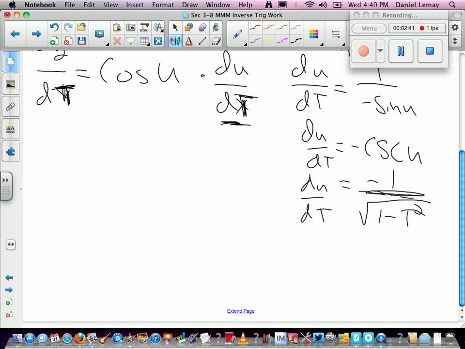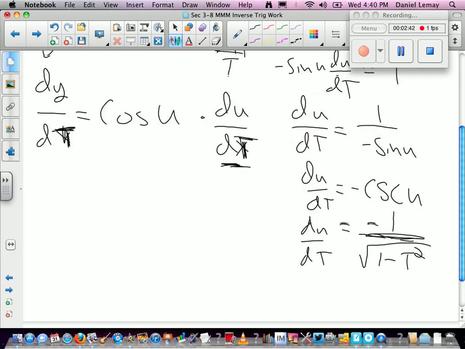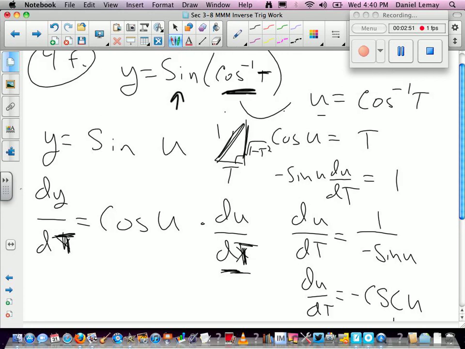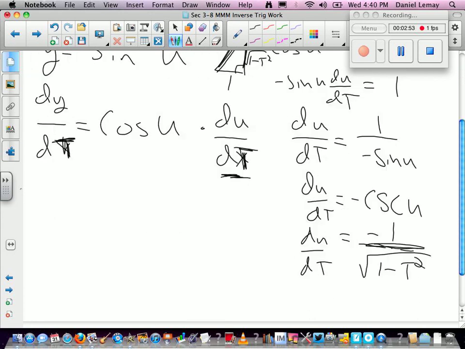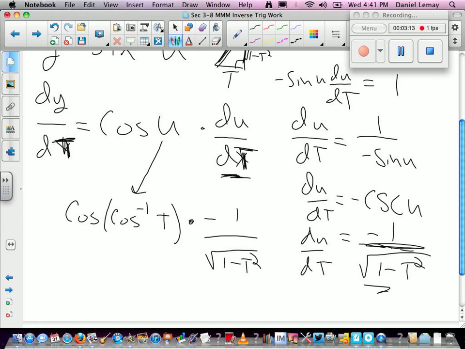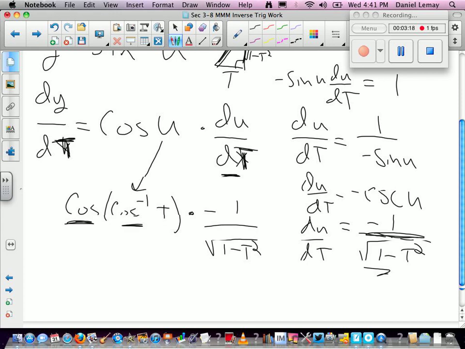So back here in this function, I'm just going to do some substitution. My original u here was the arc cosine of t. So on this part, I'm going to write cosine of the arc cosine of t. That's what the u is, right? And then I'm going to multiply by the derivative du/dt, which I just found. And then the cosine and arc cosine are inverse relationships, so I'm just going to cancel them out.